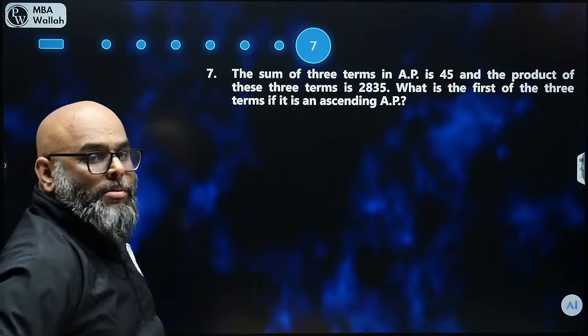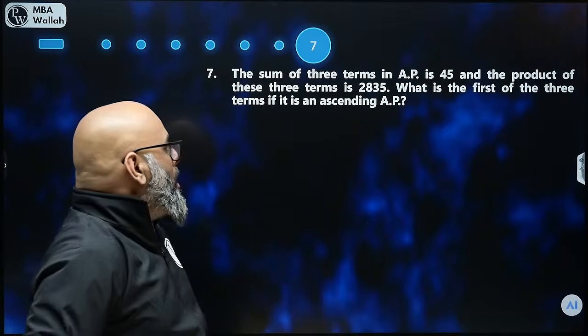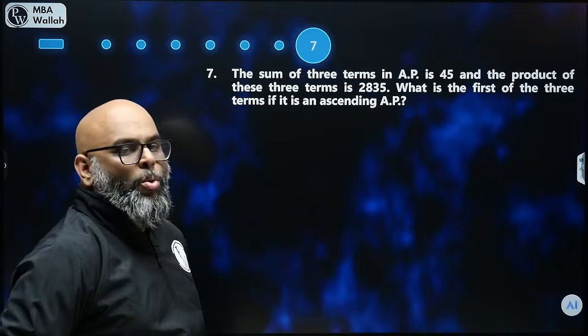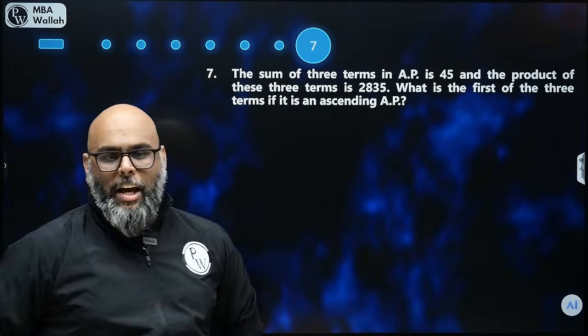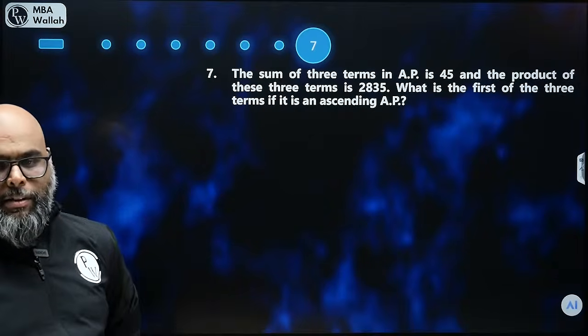The sum of three terms in an AP is 45. The product of these three terms is 2835. What is the first of the three terms if it is an ascending AP? We are asking what is the first of the three terms if it is an ascending AP. Right.